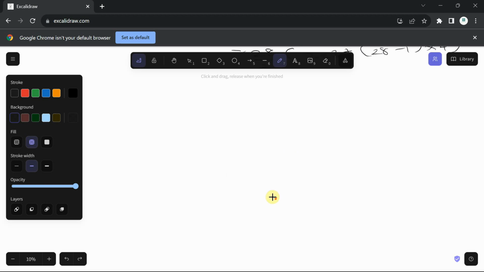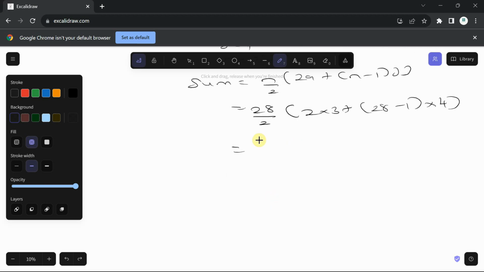So if I scroll down, 28 divided by 2 is 14. 14 times 2 times 3 is 6 plus 28 minus 1 is 27, right? So 27 times 4, this will be what will result from this. So 14 times, because of BODMAS, we're not going to do 6 plus 27 first, right? We have to do the multiplication first, so that will be 6 plus 27 times 4. If you do it in a calculator, that will give you 108.